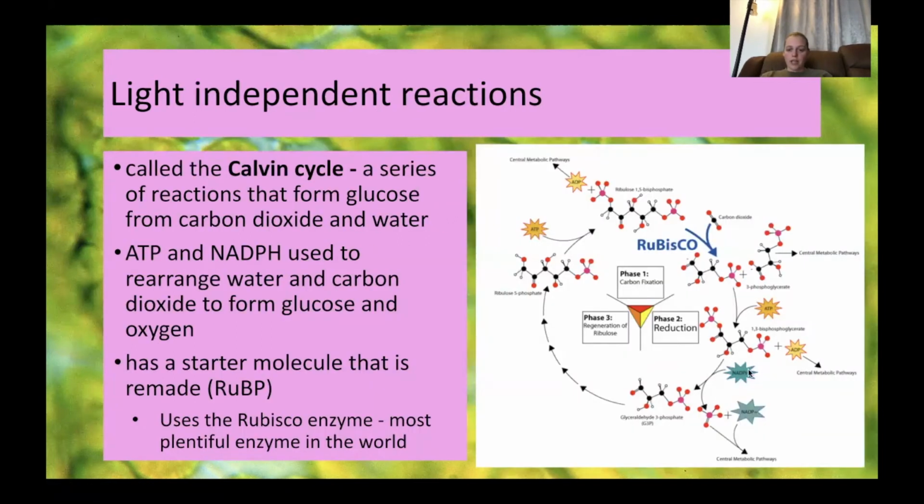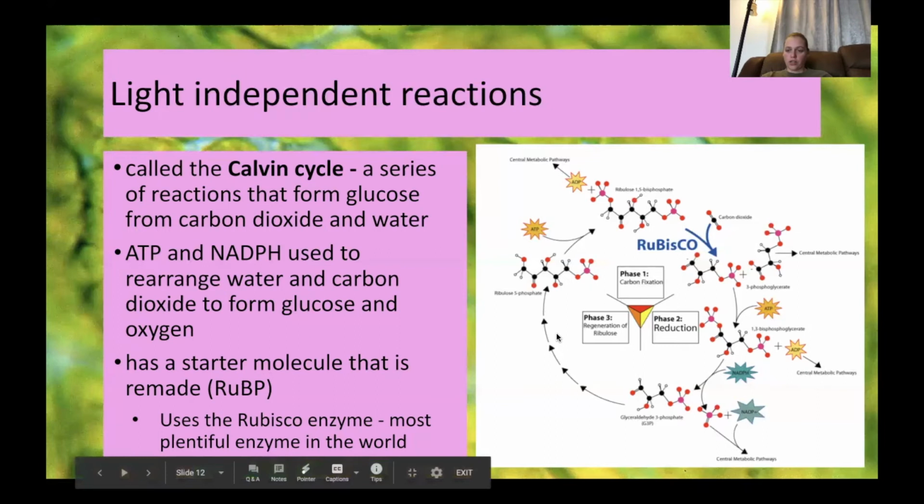The ATP and NADPH molecules that were made during the light-dependent reactions are now going to be used in the light-independent reactions, which are also called the Calvin cycle. Now, we do not need sunlight during the Calvin cycle because we're getting our energy from this ATP and this NADPH. So the Calvin cycle is where glucose is actually going to be made by joining together carbon dioxide and water. Now, I'm not going to go into this in too much detail.